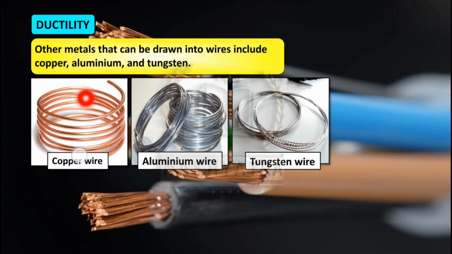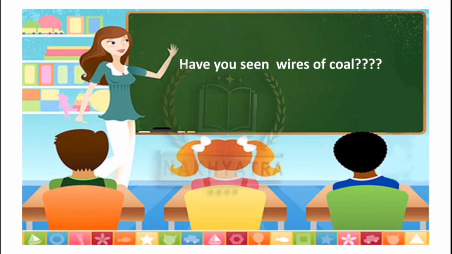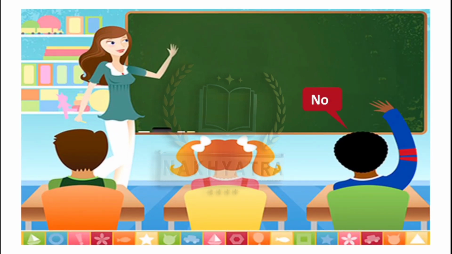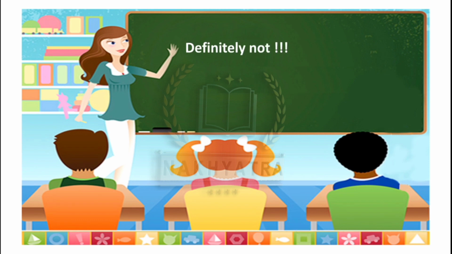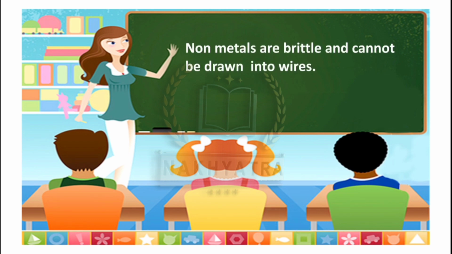See, this is an example of copper wire, this is an example of aluminium wire, and these are examples of tungsten wire. Clear everyone? Okay guys, now I have one question for you all. Have you seen wires of coal? Definitely not. We have not seen wires of coal.